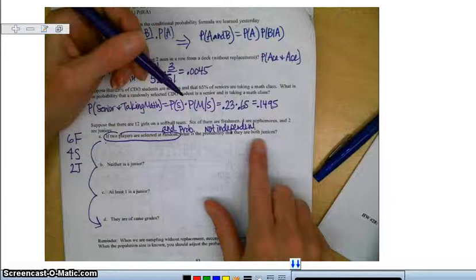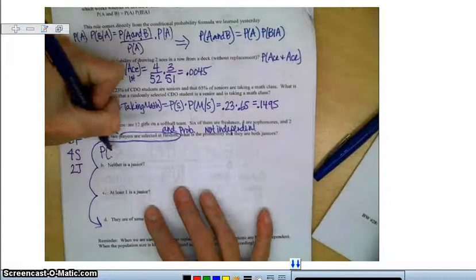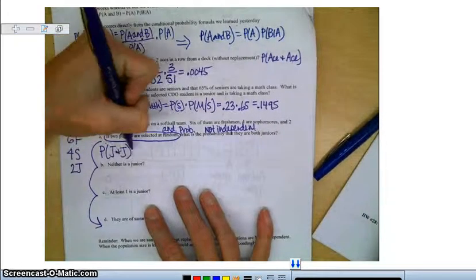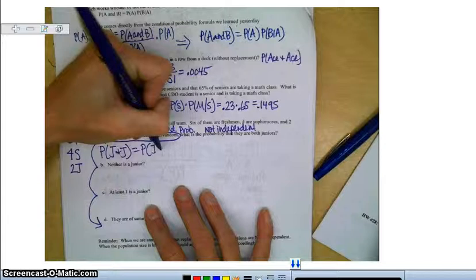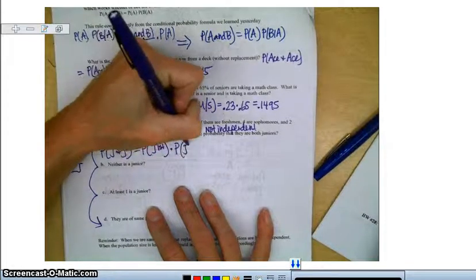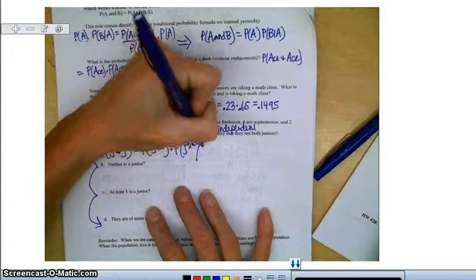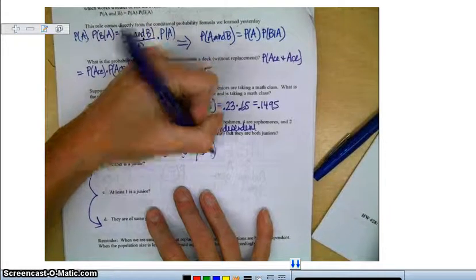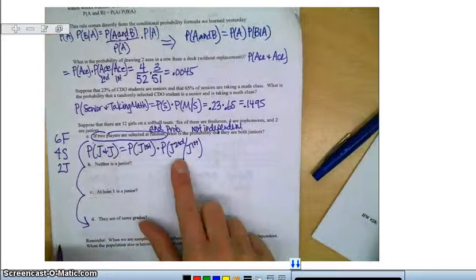So what is the probability that both are juniors? The probability that you get a junior and a junior would be the probability that you get a junior first, times the probability that you get a junior second, given that you already got a junior first. So that's what we're going to calculate.